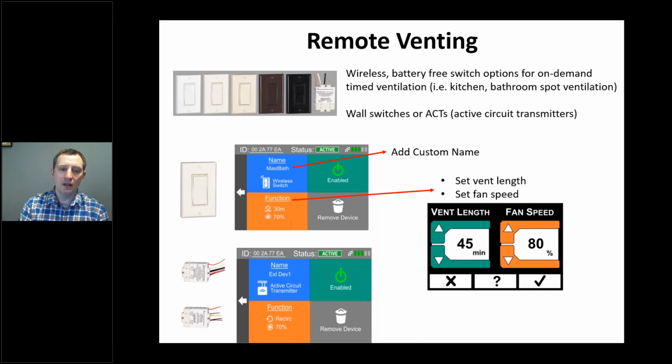So if you wanted the CERV to boost the fan speed up when that switch is hit, you can do that. If you wanted it to have different speeds for different rooms for whatever reason, you have that flexibility.